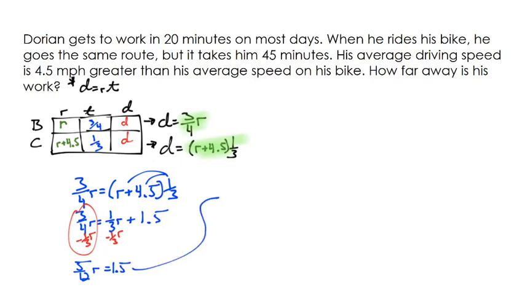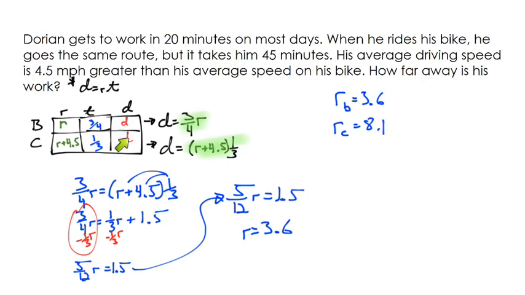So let's kind of come up here. We're not quite done yet. If we have 5/12 R equals 1.5, we could divide by 5/12 on each side. And if I do 1.5 divided by 5/12, that's going to give me a rate of 3.6, okay? And what that means is that his rate riding his bike is 3.6 miles an hour. So let's use our notation again. Let's say the rate on a bike is going to be 3.6. That means his rate in a car is going to be that 3.6 plus 4.5, which is going to give us 8.1.